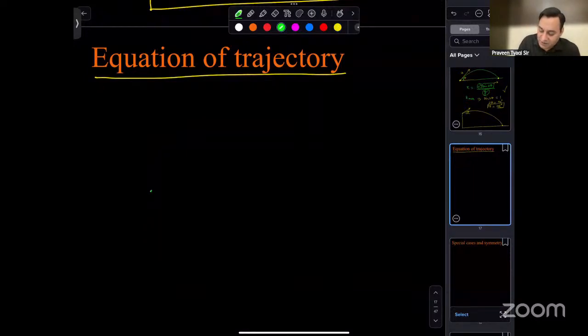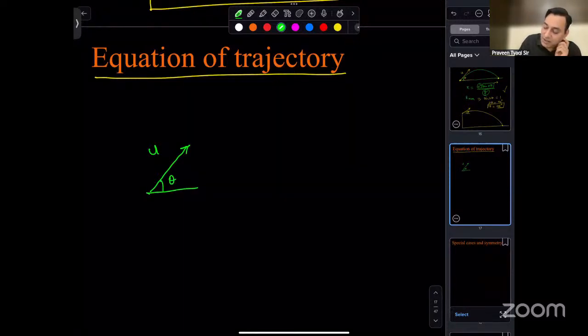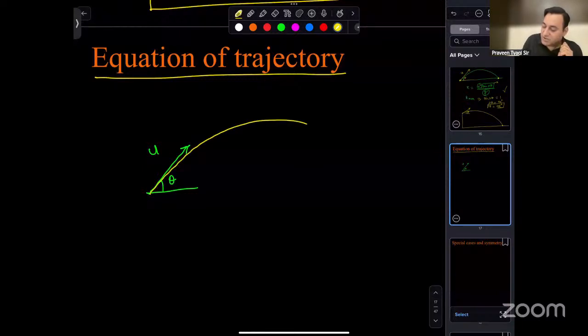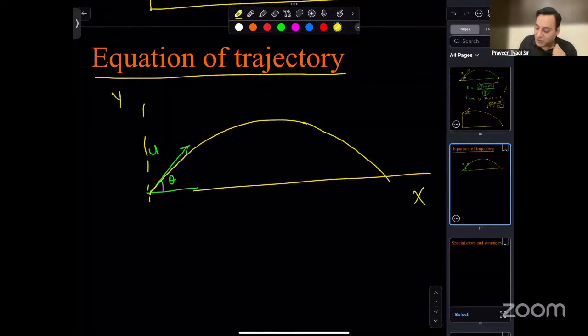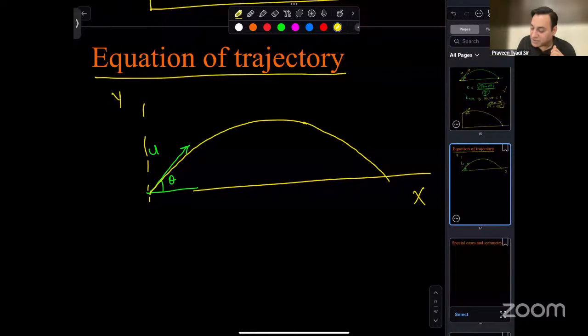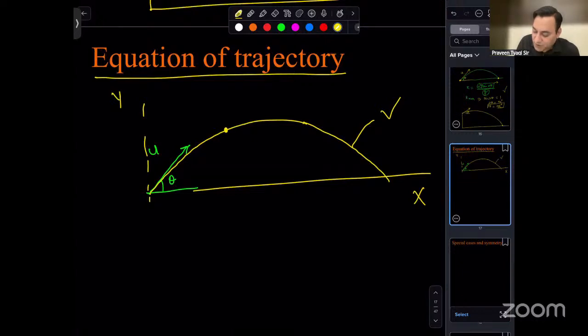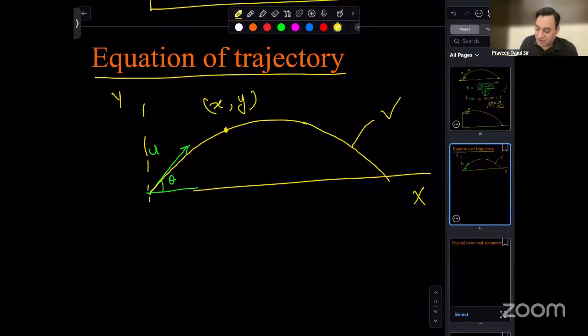Again, if I throw a stone with u at an angle theta, and I want to find the equation of this trajectory, the path in terms of x and y. Suppose this is the origin, this is the x-axis, this is the y-axis. I want to know the equation of this trajectory. Its equation has to be found out. Very simple. At time t, suppose this point is x comma y. The body has reached here. What can I say about x? What can I say about y? x is the horizontal displacement, y is the vertical displacement.